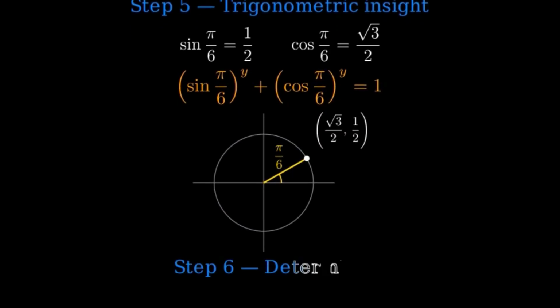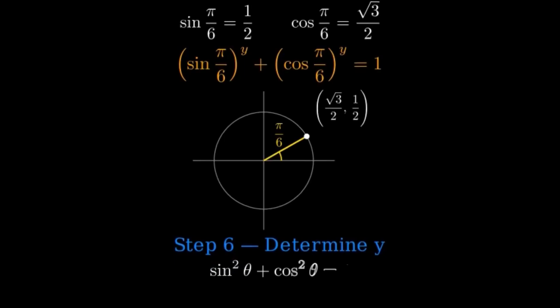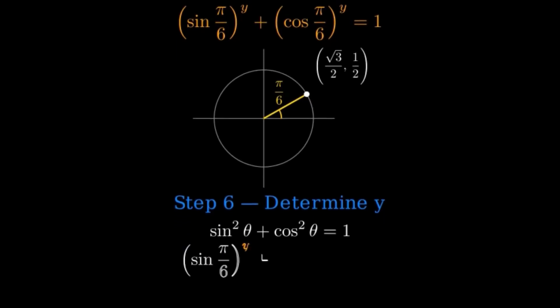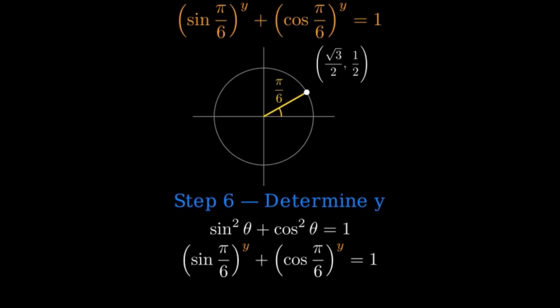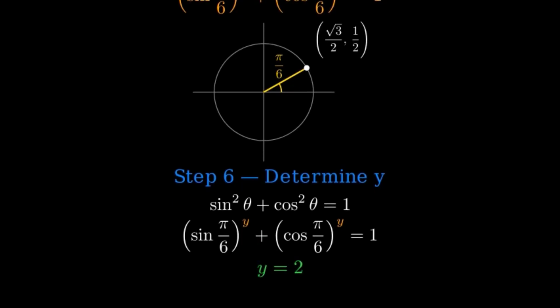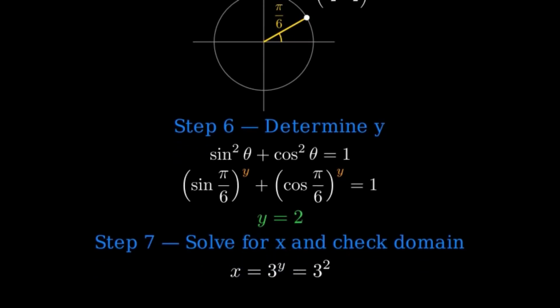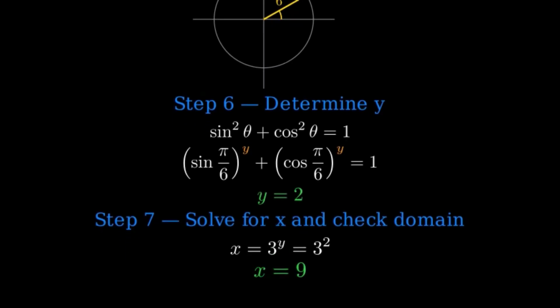Step 6. Determine the exponent y. The Pythagorean identity says sine squared theta plus cosine squared theta equals 1. Our equation matches this identity precisely when the exponent y equals 2. Therefore, y equals 2. Step 7. Back substitute to find x and check the domain. From x equals 3 to the y, substitute y equals 2 to get x equals 3 squared. Hence x equals 9.